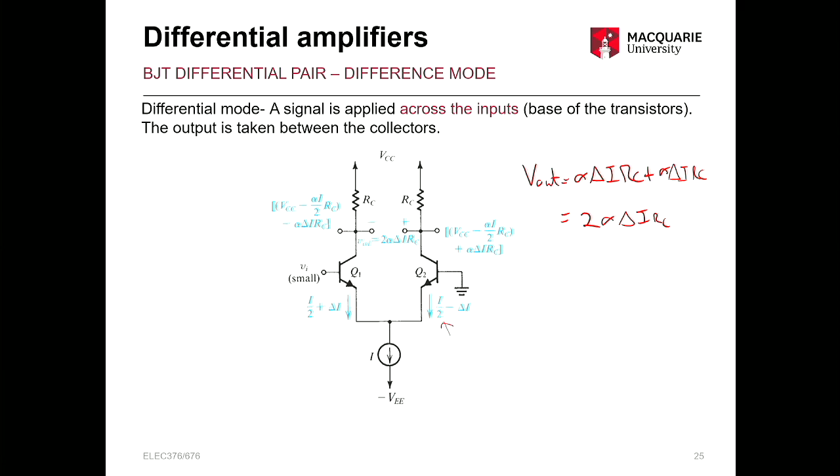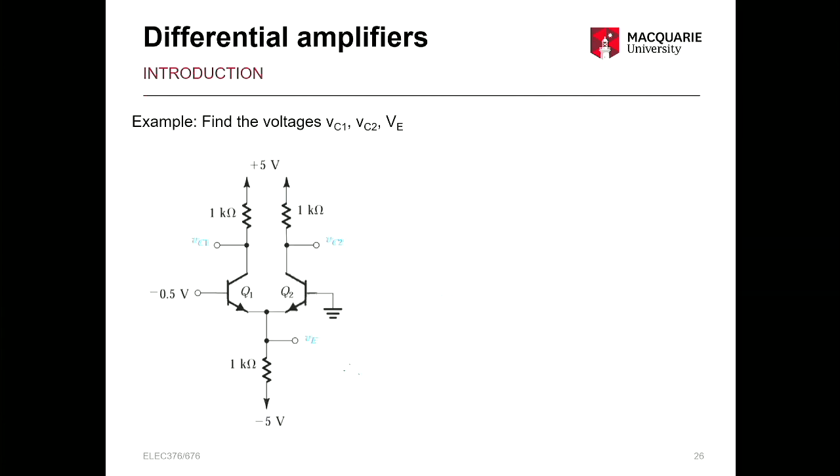So now we have an actual differential output. Again, exactly what we want from a differential amplifier: no response to common mode and an amplification response to difference mode. So let's look at this quick example. We want to find the voltages of this amplifier, VC1, VC2, and VE.